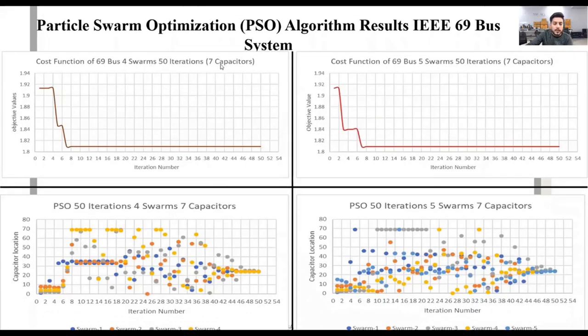After that, we have a set of 7 capacitors. In these graphs, we have 4 swarms and 5 swarms like previous, but the system is more interconnected, more bulky, so our system is converging a little bit slowly. Here you can see that our system is converging at iteration number 7, and after applying 5 swarms, our system is converging at iteration number 8.